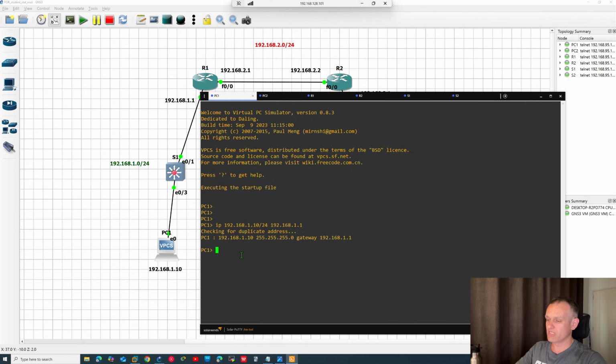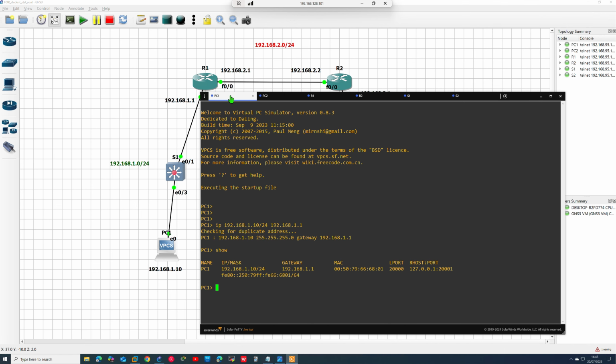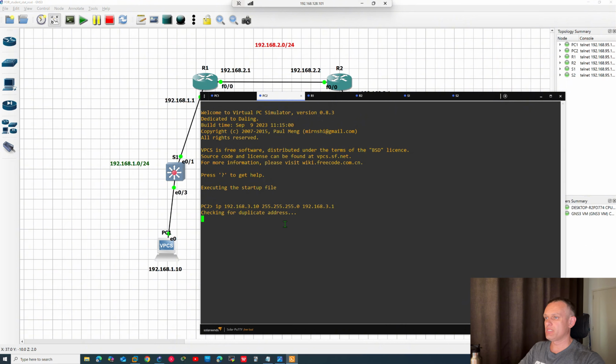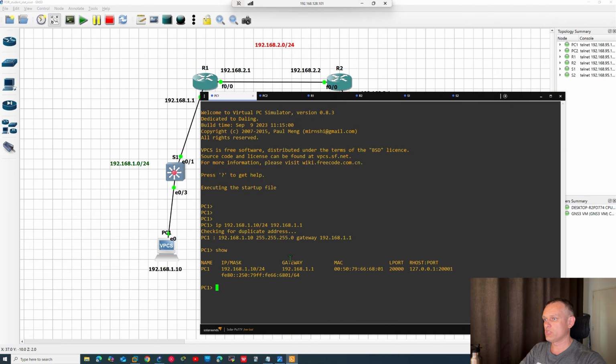Now how can we check it? We can write the command show, and here we have our configuration, localhost and so on, it doesn't matter for now. Then PC2, I'm going to do the same, but for PC2. Enter. Checking for duplicate addresses, and then also show. We have the same result here, for example, IP and mask with slash, and here as well, IP and mask with slash.